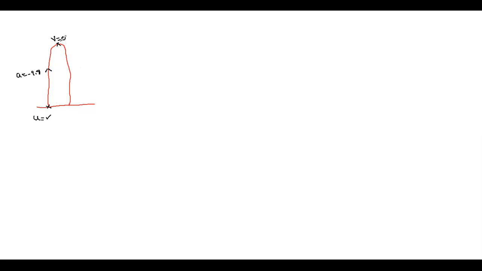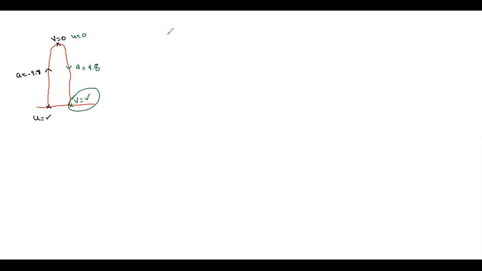Now, when it's coming down, this is the second part of the journey. I will say that our u, which is the initial velocity, is equal to 0. Then the acceleration is equal to 9.8. Then when it comes down, there is a value for the velocity before it hits the ground. So this is the first scenario, okay?